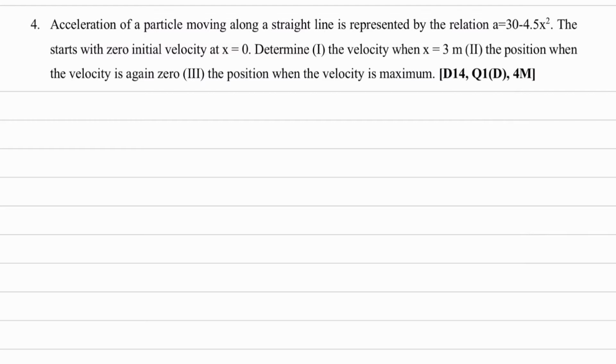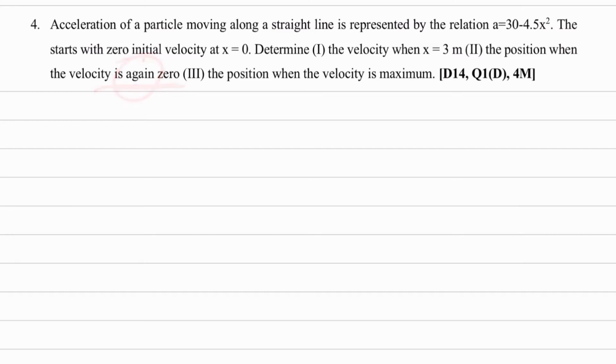So we will continue with variable acceleration motion. We'll read the question. Acceleration of a particle moving along a straight line is represented by a relation a is equal to 30 minus 4.5x². The particle starts with 0 initial velocity at x equal to 0. Determine the velocity when x is equal to 3 meter. Then the position when velocity is again 0.